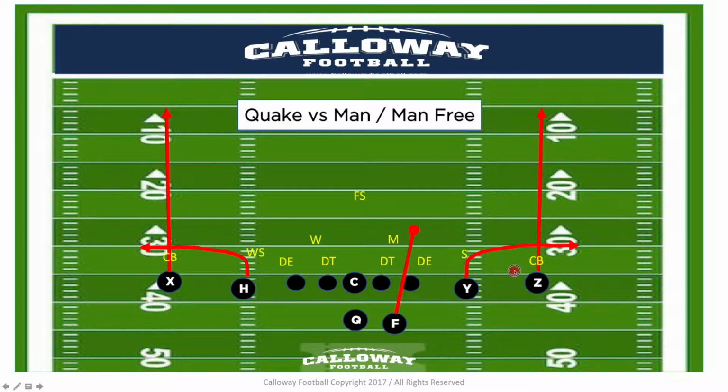We don't think this guy can run vertical with our guy. So against man coverage, we're just going to pick on the defender that we feel we have an advantage on. So we like running Quake against that.